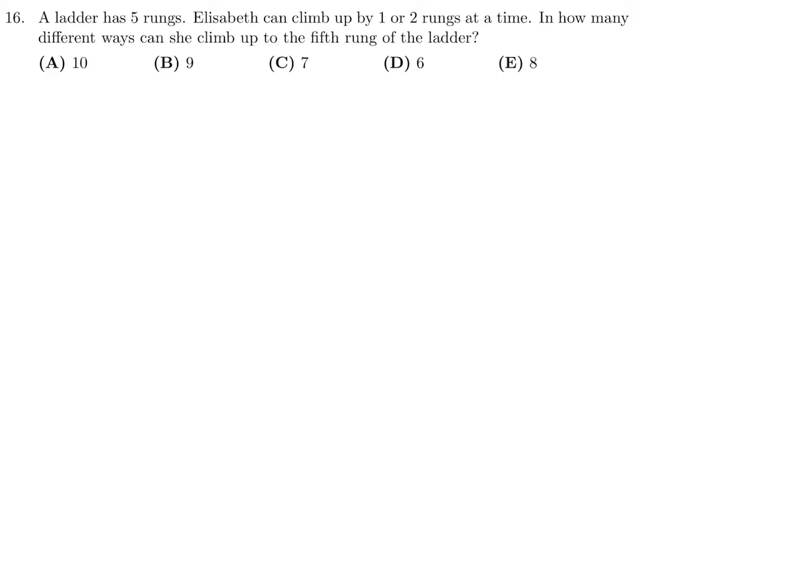A ladder has 5 rungs. Elizabeth can climb up by 1 or 2 rungs at a time. How many different ways can she climb up to the 5th rung of the ladder? This question is the equivalent of this equation: 1 times x plus 2 times y is equal to 5. Because you can reach the top rung, which is 5 steps basically, with some combination of 1 or 2 rungs, I guess. So we want integer solutions.